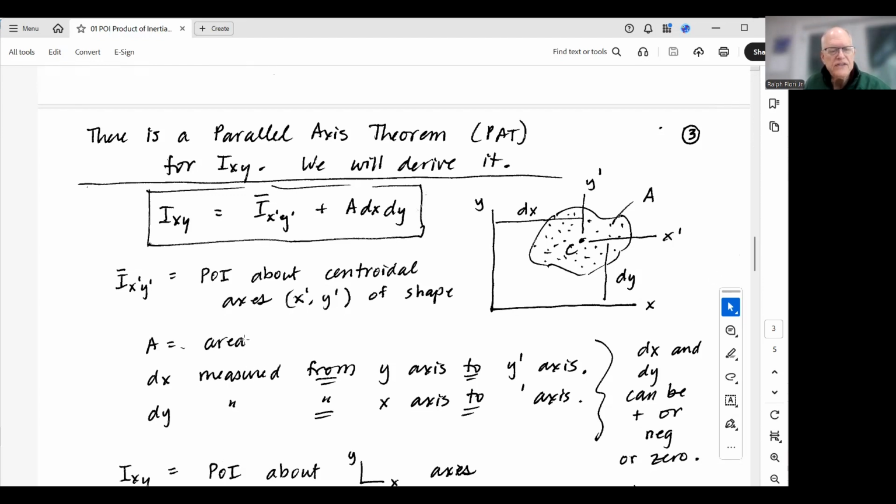A is the area. dx is measured from the y-axis to the y' axis. dy is measured from the x-axis to the x' axis. And so again, if I know a centroidal IXY, I can move that to some other set of axes using this parallel axis theorem. More on that later, and we will derive it.